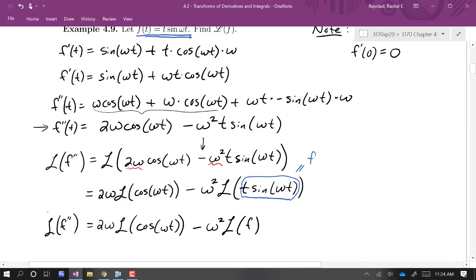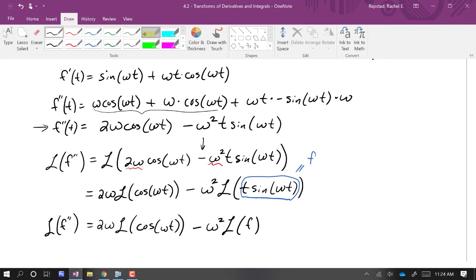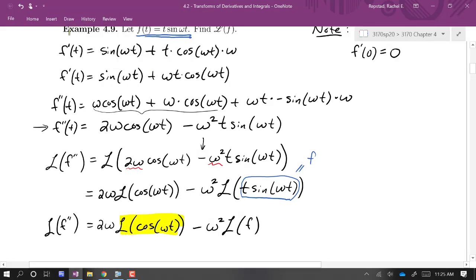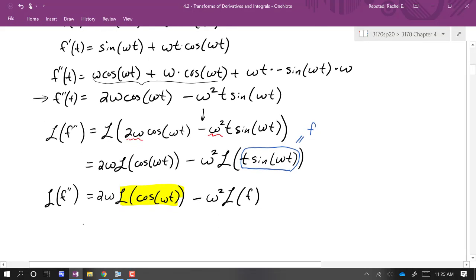So now we'll actually apply the Laplace transform to the first function in the first term. We know the Laplace transform for cosine. That's in our table. So we have 2 omega times s divided by s squared plus omega squared, minus omega squared times the Laplace transform of f. So this is the Laplace transform of f double prime. We've done this just by finding the derivative and then applying the transform and noticing that our original function f showed up again, and that one of the terms was a function for which we already know the Laplace transform, namely cosine of omega t.